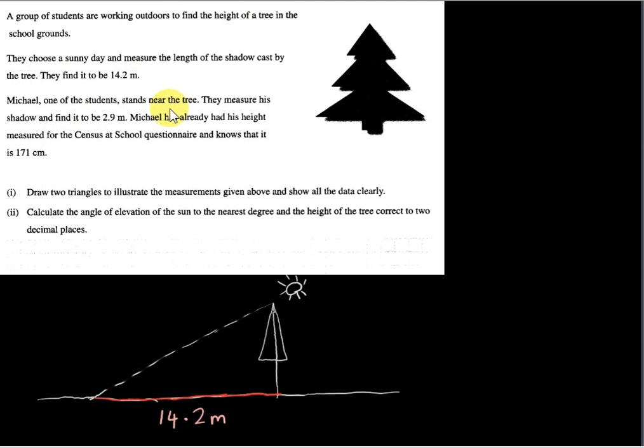Michael, one of the students, stands near the tree. They measure his shadow and find it to be 2.9 meters. Michael has already had his height measured for the census at school questionnaire and knows that it is 171 centimeters.